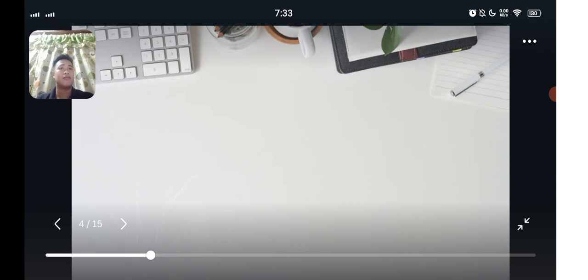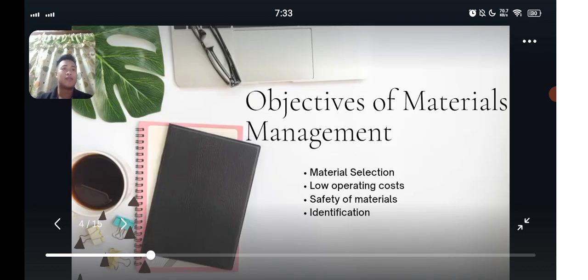Next is objectives of materials management. There are four objectives of materials management: material selection, low operating cost, safety of materials, and identification. In material selection, the selection of the appropriate materials and components is made, and then the material needs in accordance with the sales program are evaluated. So that's for material selection.